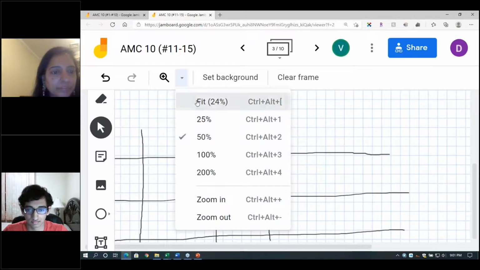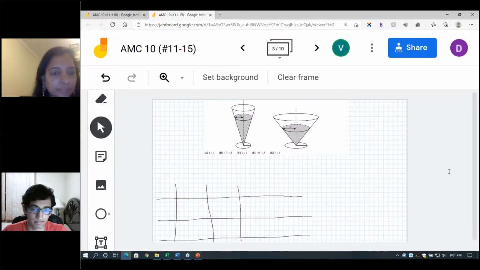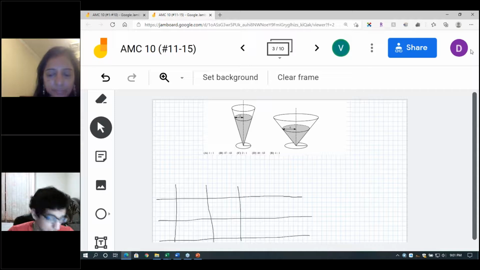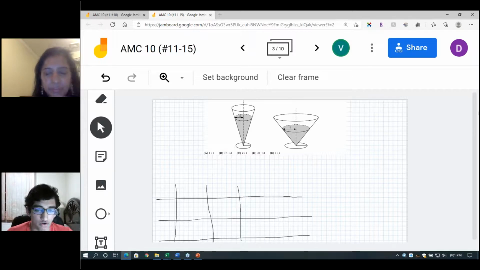Okay, so let me put it back. Yeah, go ahead. Okay, so here I'm making a table where I'm comparing the volumes of this first cone into the second cone. Let me do this here.